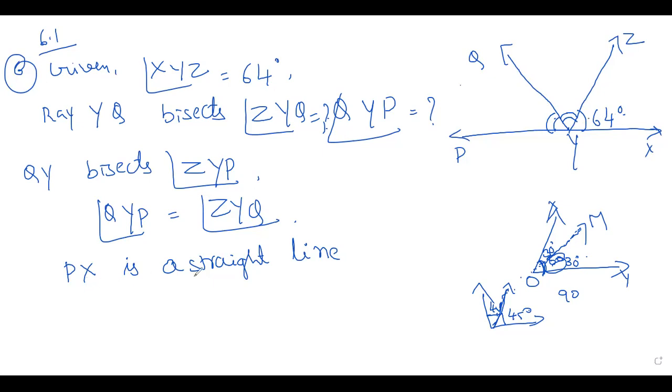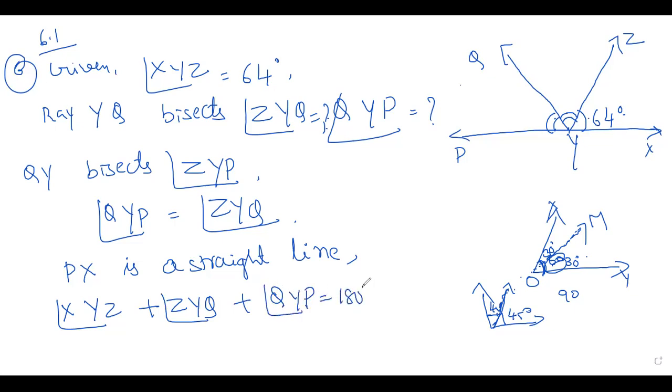So PX is a straight line and you can write XYZ plus ZYQ plus QYP is equal to 180 degree. We know the angle. This is 64 degree.